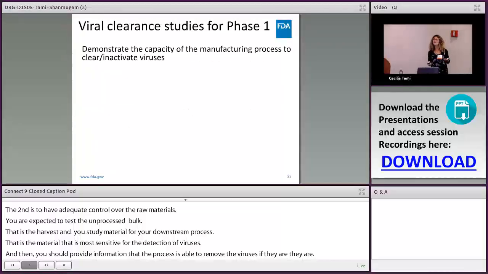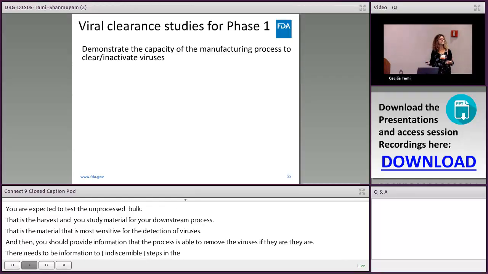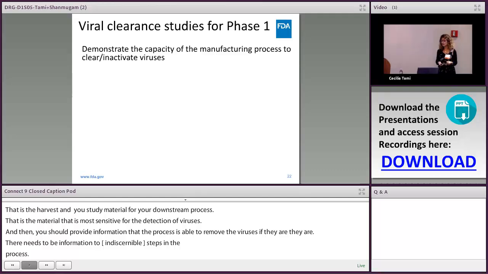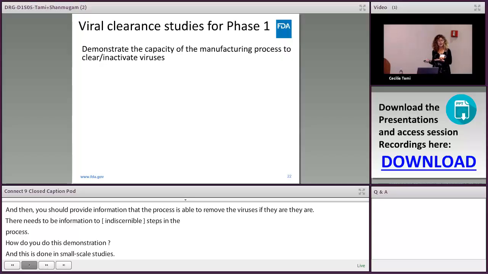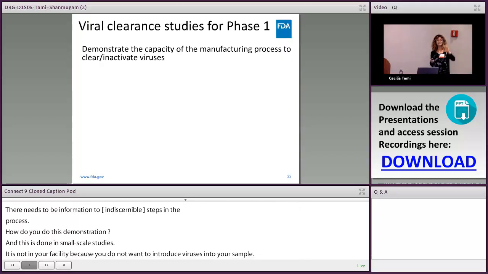So how are these studies done? You need to demonstrate that your process is able to remove viruses if they were introduced into the manufacturing process. So how do you do this demonstration? Generally, this is done in small scale studies. It's not done at full scale. It's not done in your facility because you don't want to introduce viruses in your manufacturing place. So generally, these studies are contracted out. There should be small models that are representative of the full-scale step that are used to demonstrate the capability of that step to remove or inactivate viruses.